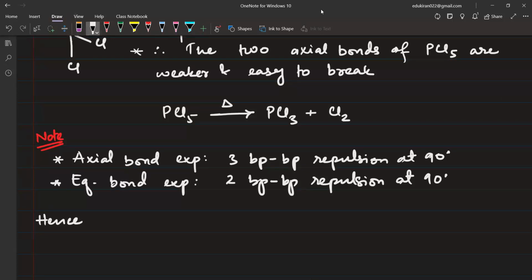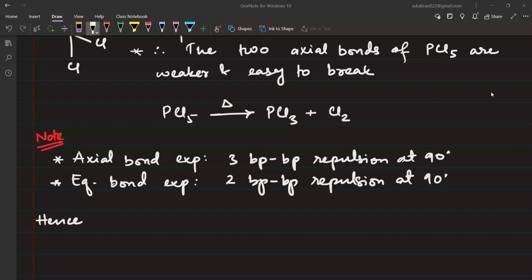Okay. Acha, if the axial position is experiencing more repulsion, that is why we don't keep lone pair on that. That is not a stable structure. It will not be beneficial for the molecule to have a lone pair on the axial position. If you keep a lone pair there, that lone pair will be repelling 3 different bond pairs at 90 degree. So we don't keep it there. Where do we keep the lone pairs? We keep the lone pair at equatorial position, because there it can only repel 2 bond pairs. And we need the least repulsion.